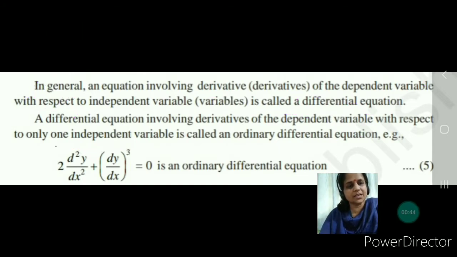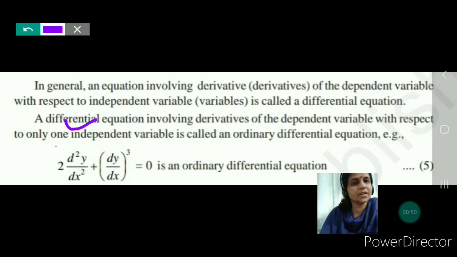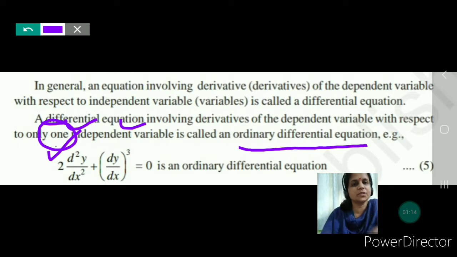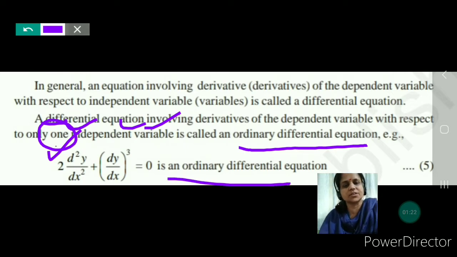If there is more than one independent variable, then this type of differential equation is known as a partial differential equation. But in this chapter we will study only ordinary differential equations. It means the independent variable is only one. Now some example. Suppose 2 d square y upon dx square plus (dy upon dx) whole cube is equal to 0 is an ordinary differential equation.